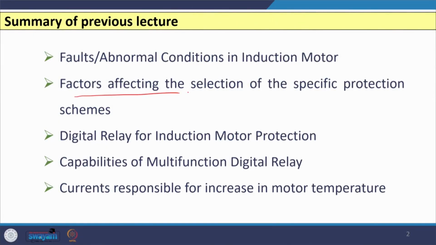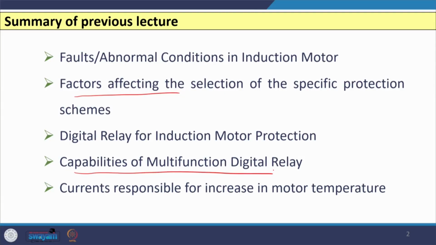If we wish to achieve protection against that, then we need to decide what type of protection we can provide to the induction motor. For that we also discussed the factors that affect the selection of specific protection schemes: what grounding conditions are used for the motor, what the rating of the motor is, what its application is, what the starting current is, what the time-current characteristic is, especially the acceleration time, what type of drive is used, what environmental conditions the motor is designed for, and what short circuit current it can withstand.